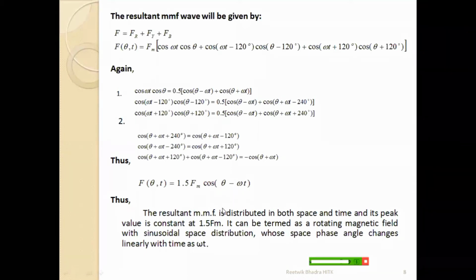So up to now, we have found out how the magnetic field is rotating in nature when we have given a three-phase supply, and it always has a maximum value of 1.5 Fm, or whatever may be the maximum value. Okay, this is what I wanted to show you up to the rotating magnetic field.